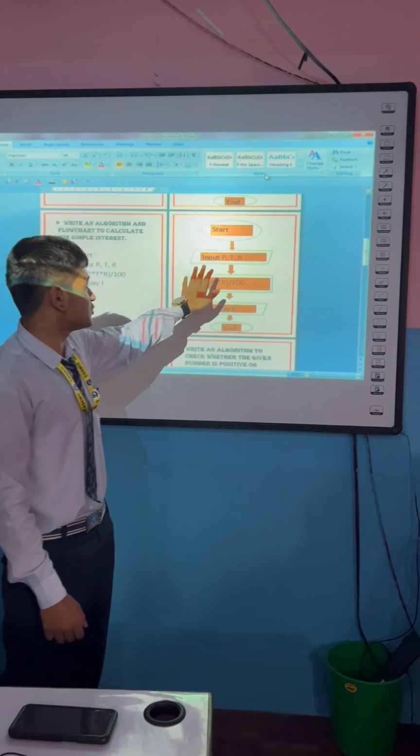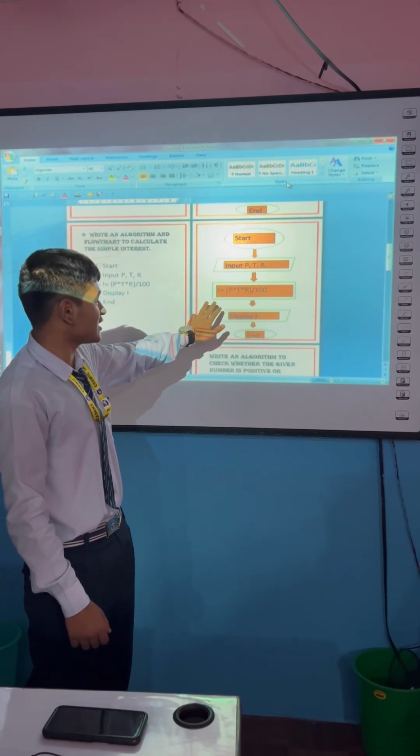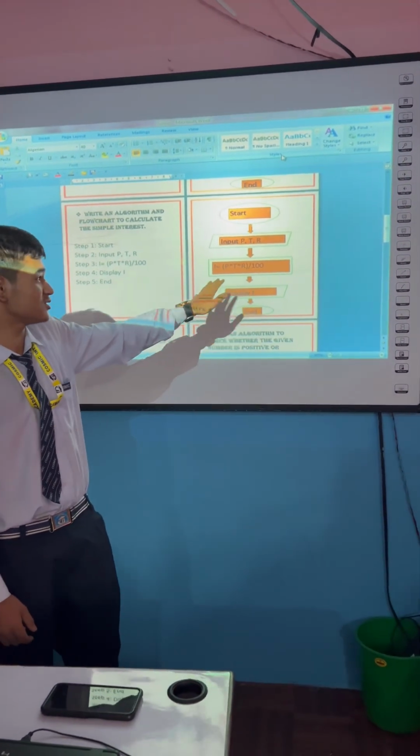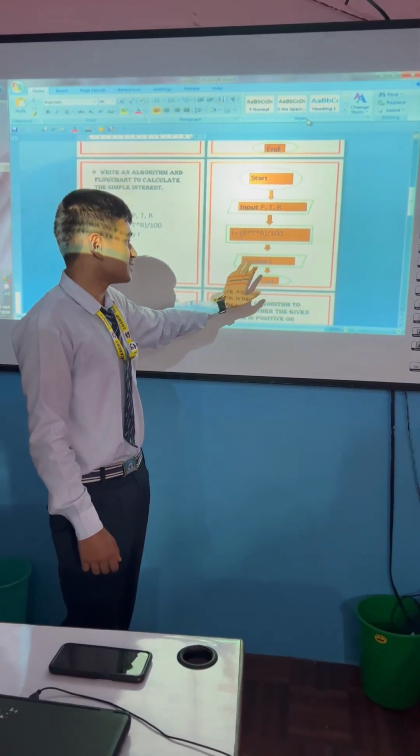Firstly we have to input P, T, R. Third step I equals PTR slash 100, means PTR by 100. Display the I.